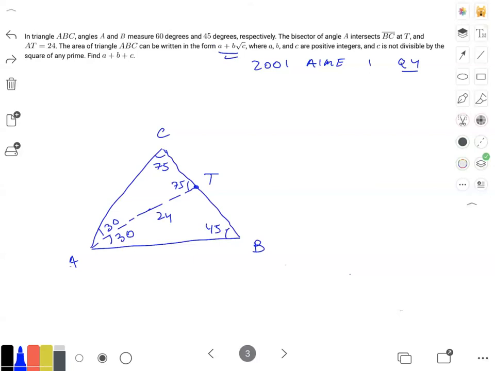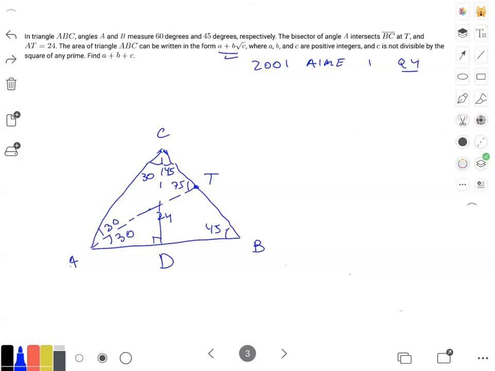And we can see that in general, it's just good to drop this kind of altitude over here. This gives us a 30, 60, 90 triangle, and that gives us a 45, 45, 90 triangle. And in fact, it splits our 75-degree angle into two very nice angles. It splits it into a 30-degree and a 45-degree angle. Okay, great. So now let's call this point D. So ADC is a 30, 60, 90 triangle.